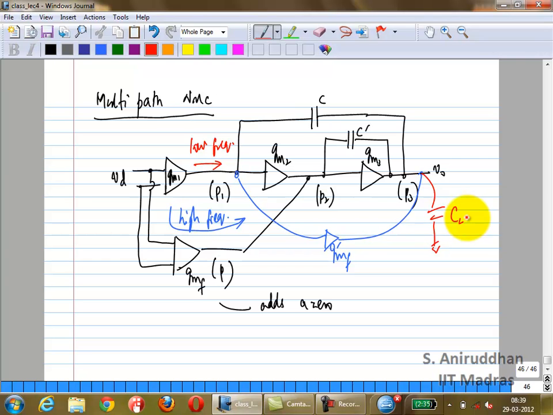So that's the trade-off here. Now you can also think of combining the two. You can add nested Miller along with feed-forward stages. You can make multi-stage op-amps, not just stop with 3. You can keep increasing it. There are lots of papers. If you want references, I can give you, if anybody is really interested.